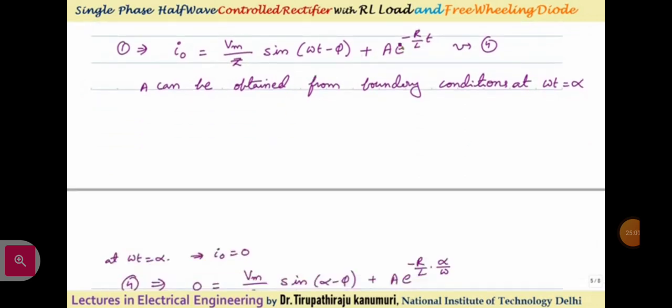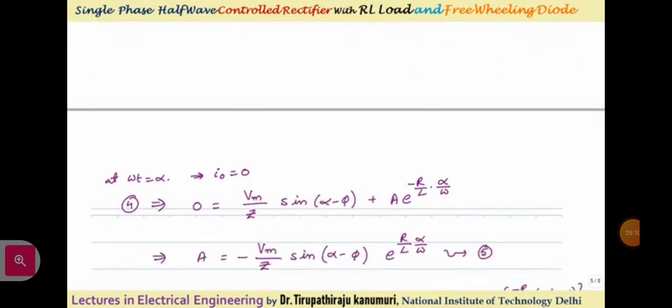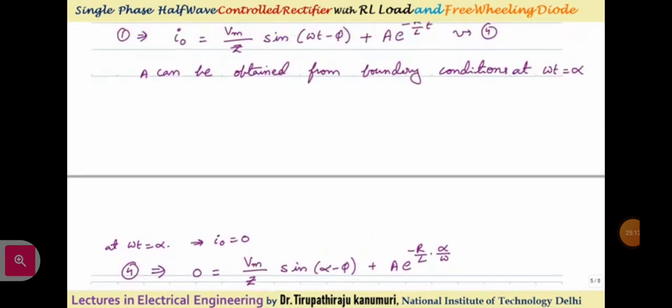So now we can obtain the value of A by applying the boundary conditions, as we are triggering our pulse at omega t equal to alpha. At that time your thyristor will turn on, or your load is connected to the source. But the problem with the inductor is that it does not allow a sudden change in the current.